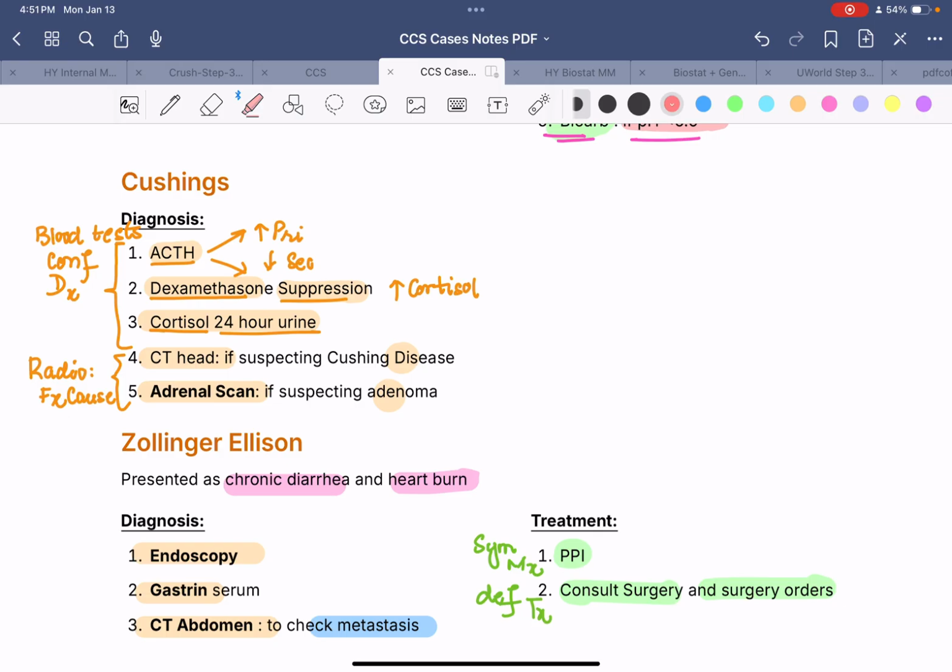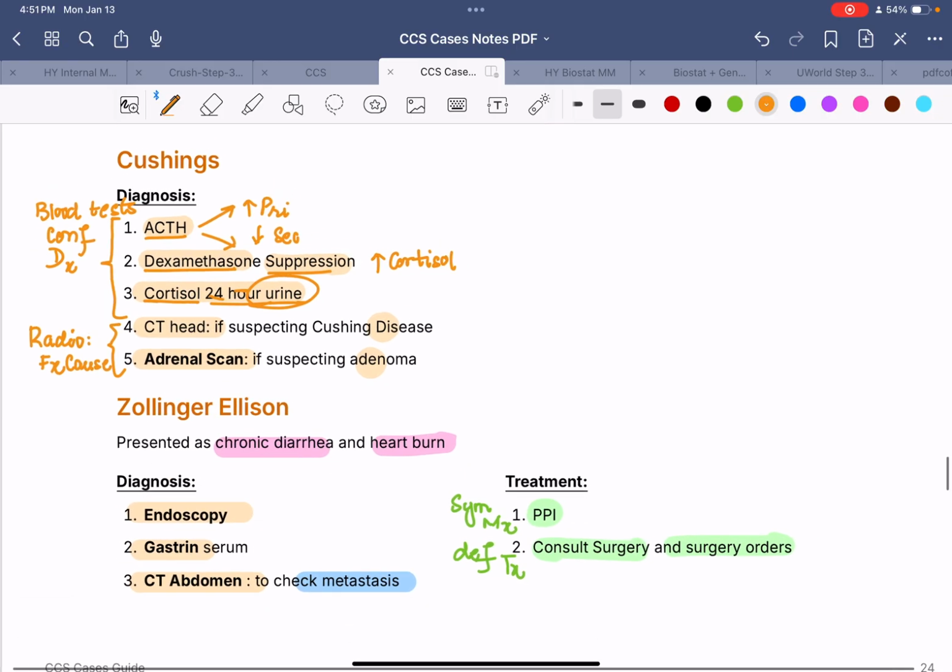Similarly, on the dexamethasone suppression test, if you find increased cortisol, that is also Cushing's. And then we can also do a 24-hour urine cortisol. So that would be basically blood and urine tests: two blood tests and one urine test. Next off, we have the radiological tests that we can do, again depending upon whether it is happening in the brain or in the adrenal glands. We can do a CT of the head if we are suspecting Cushing's disease, and if we are suspecting an adenoma, we are going to do an adrenal scan.